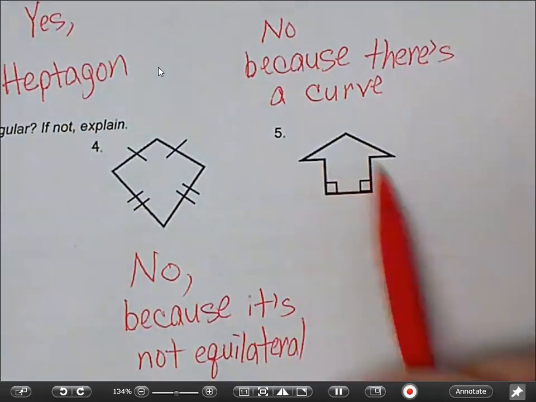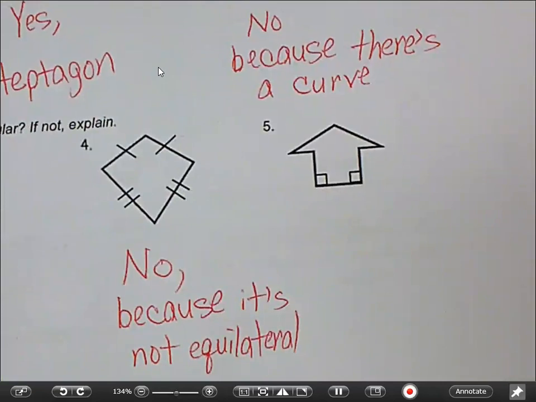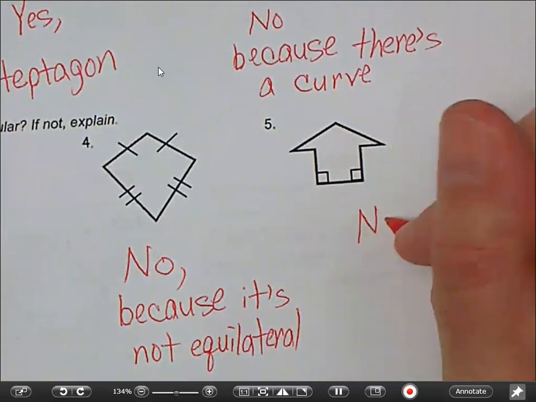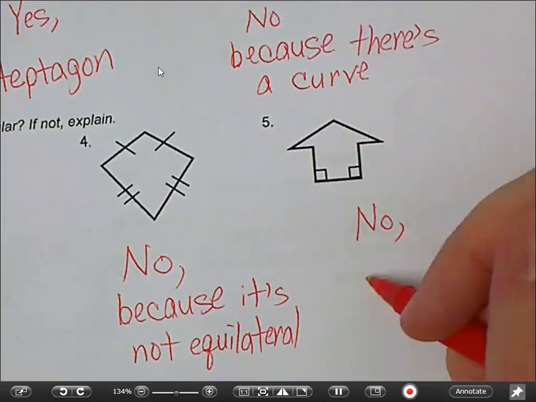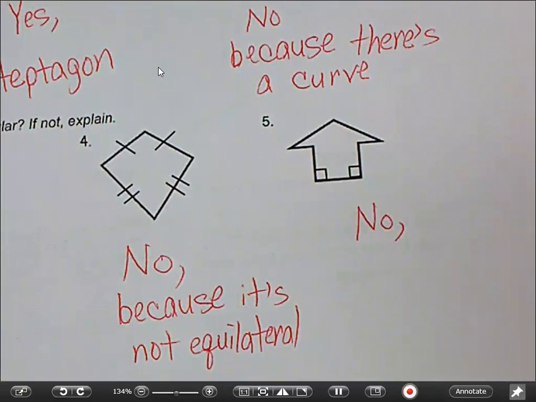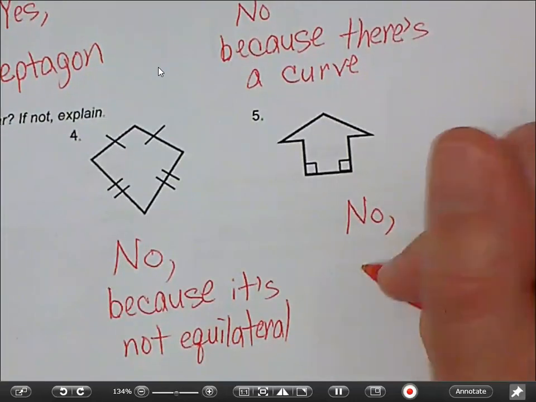It says, okay, it looks like some of the sides are being caved in. So that as well, since it's a concave shape, would be enough to disqualify it from being a regular polygon. So there's lots of different things you could put for that. You could say, no, it's not a regular polygon because it's concave.